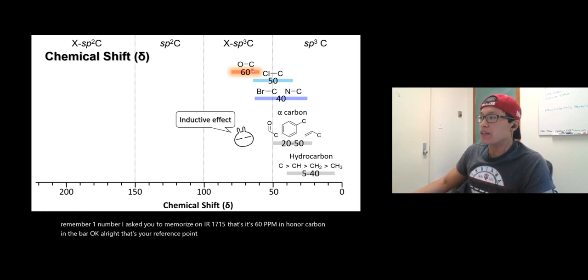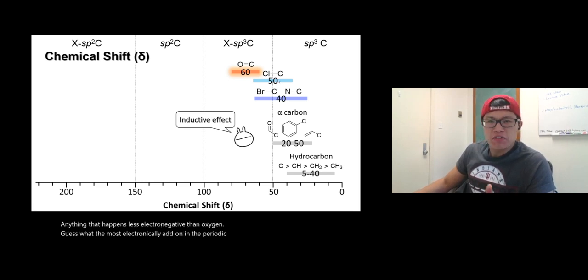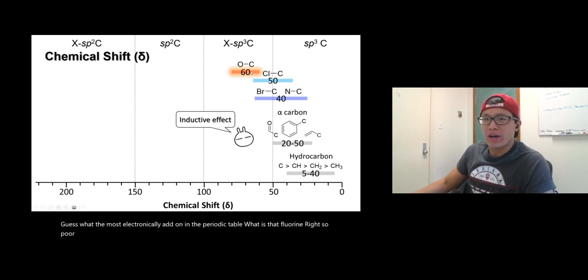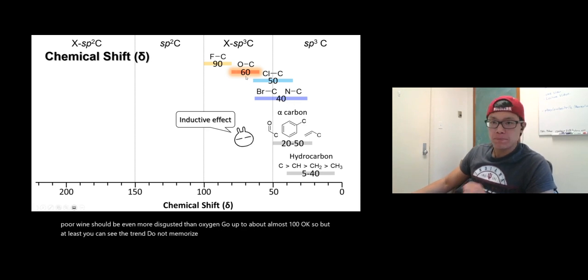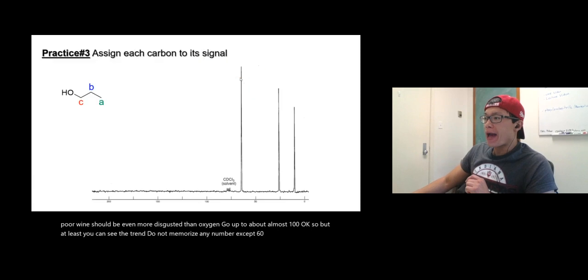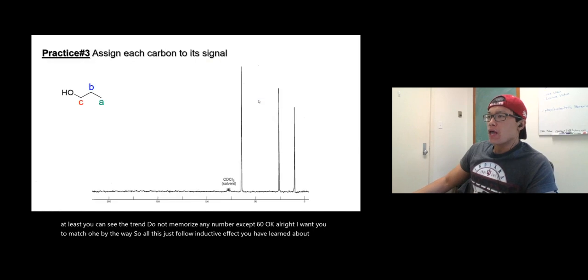So if you have a 60, anything below about 50, so maybe chlorine, bromine, nitrogen, anything that is less electronegative than oxygen. Guess what? The most electronegative atom in the periodic table, what is that? Fluorine, right? So fluorine should be even more deshielded than oxygen, going up to almost 100. But at least you can see the trend. Do not memorize any number except 60. I want you to match. By the way, all this just follows the inductive effect. You have learned about induction before. All right, let's do this.